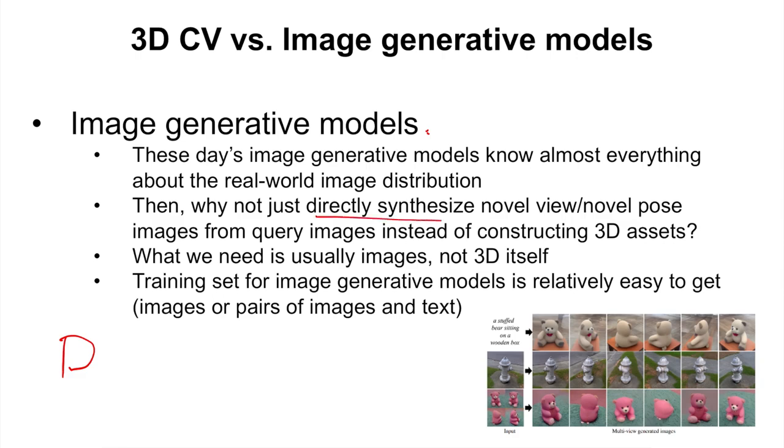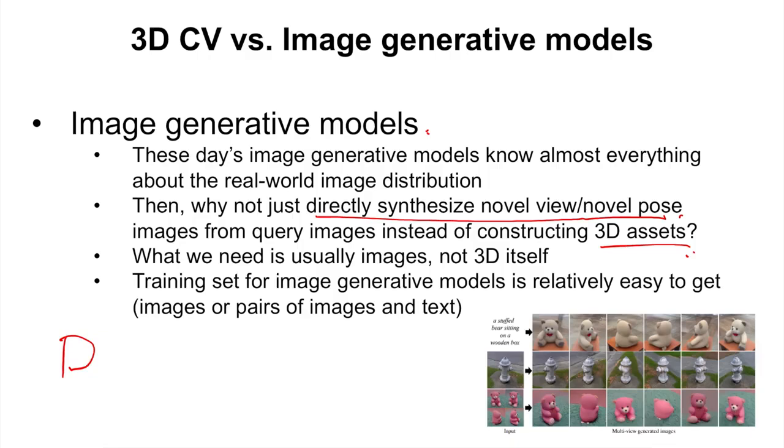To directly synthesize low-view, low-view pose images from an input image instead of constructing 3D assets. The drawback of 3D assets is that they are hard to get. Let's say we have a single image, we cannot get 3D geometry, we cannot get 3D texture, because, as we know, we have depth ambiguity and scale ambiguity. From a single image, there are many ambiguities in getting 3D information.